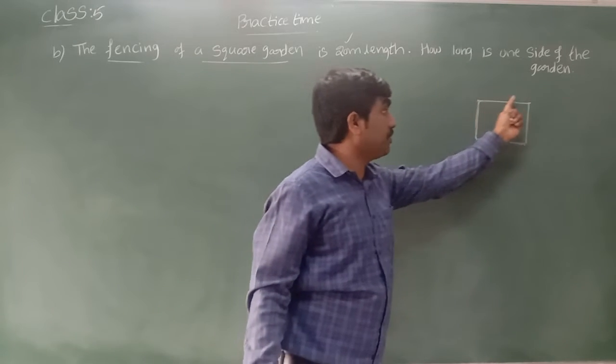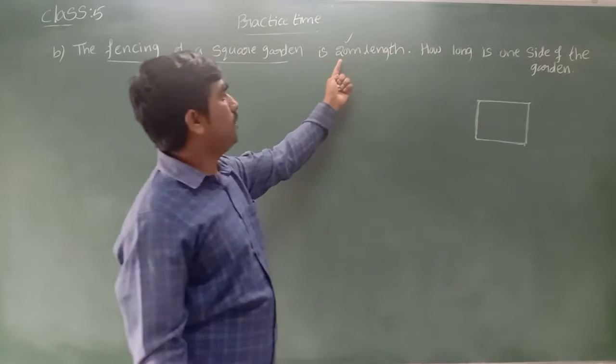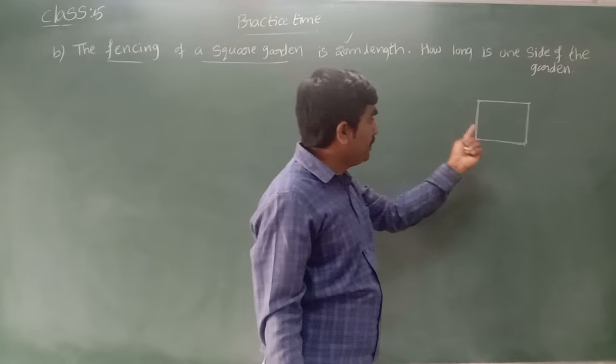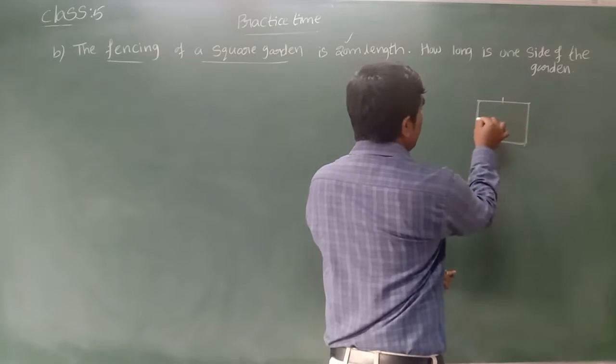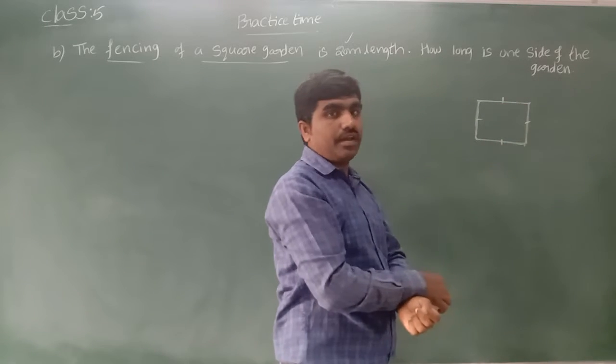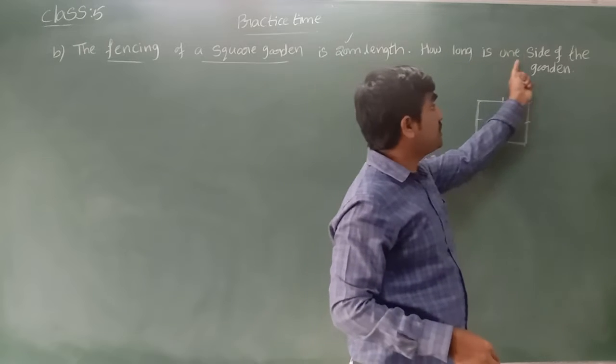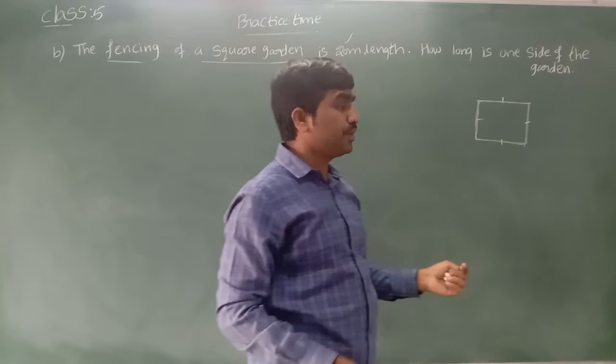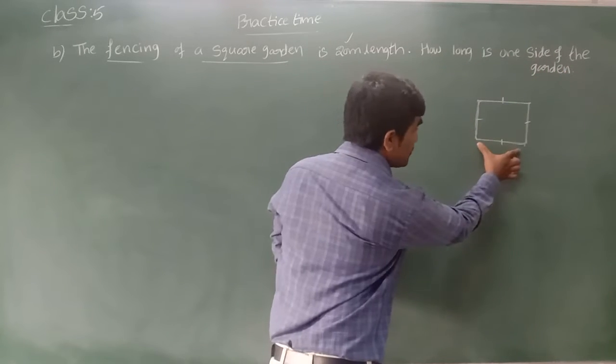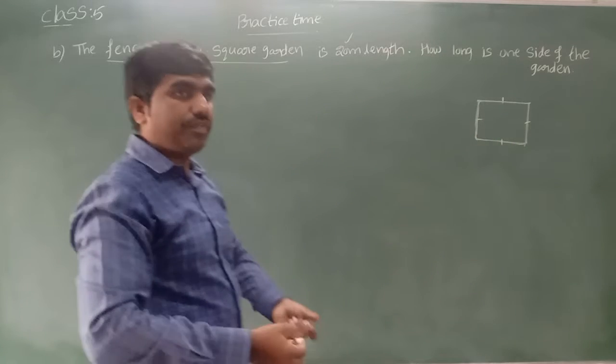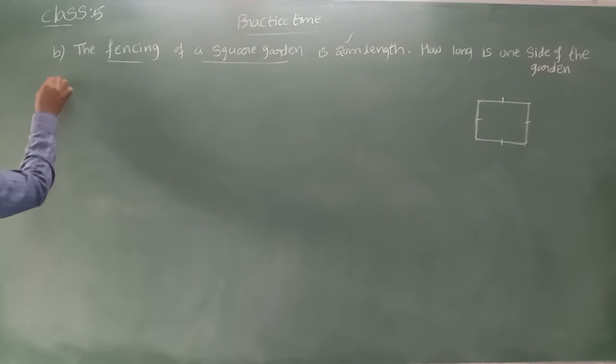So total length of the boundary is how much? 20 meters. And if it is a square, we know that all four sides are equal. How long is one side of the garden? So what is the length of one side of this square garden? We have to find. So it is easy.